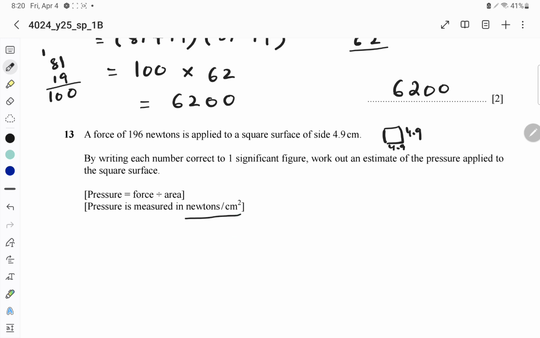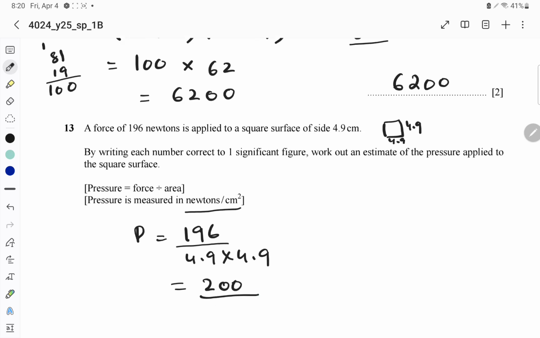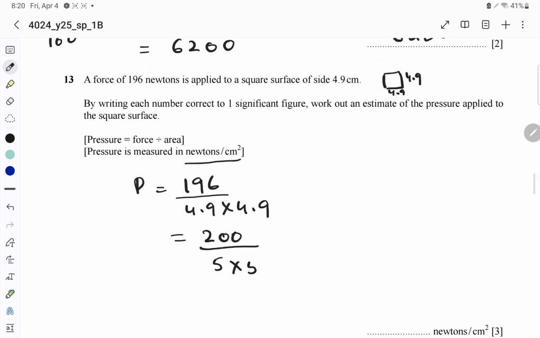So after writing down, pressure is equal to force upon area. Force is 196 and area is 4.9 into 4.9. But we need to change it into one significant figure. So 196 we can write down as 200, and 4.9 we write down as 5 into 5. Okay, so simplify. 5 times 4 is 20. So that is becoming 40 over 5.